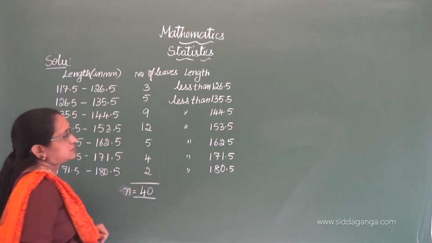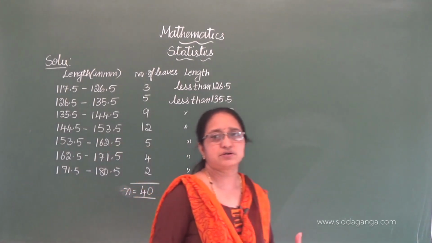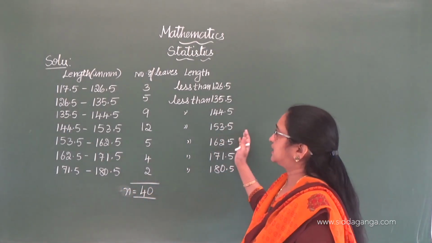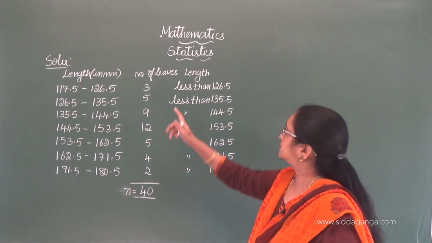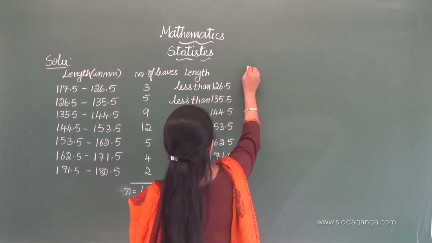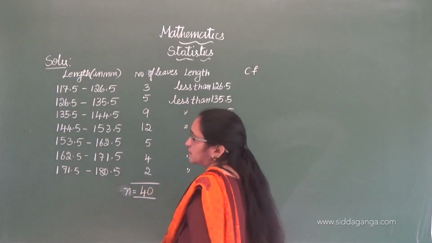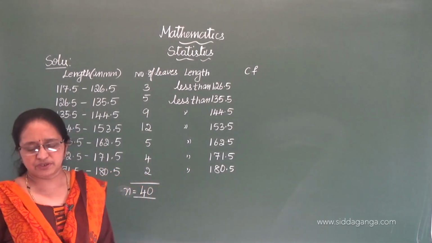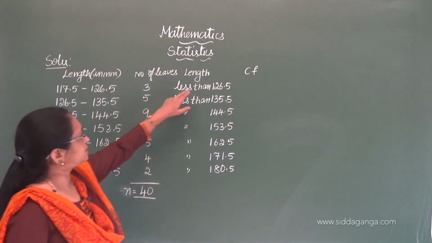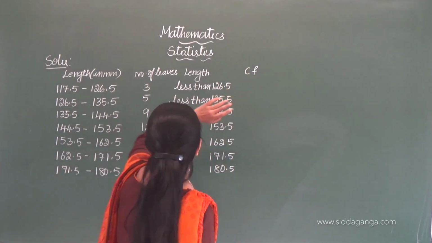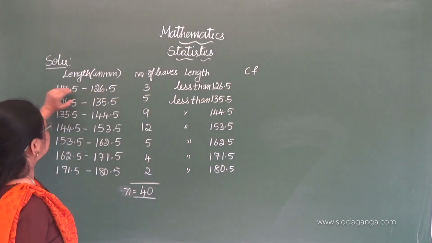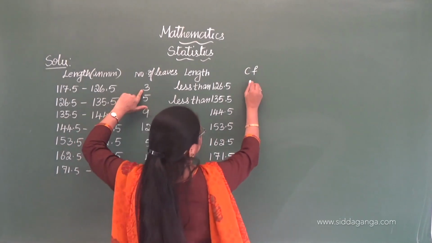So, this is optional. Without writing this also, you can calculate in the mind and directly write the cumulative frequency, okay. Now, cumulative frequency: less than 126.5. Less than means, you all know, only 3, so the cumulative frequency is 3.